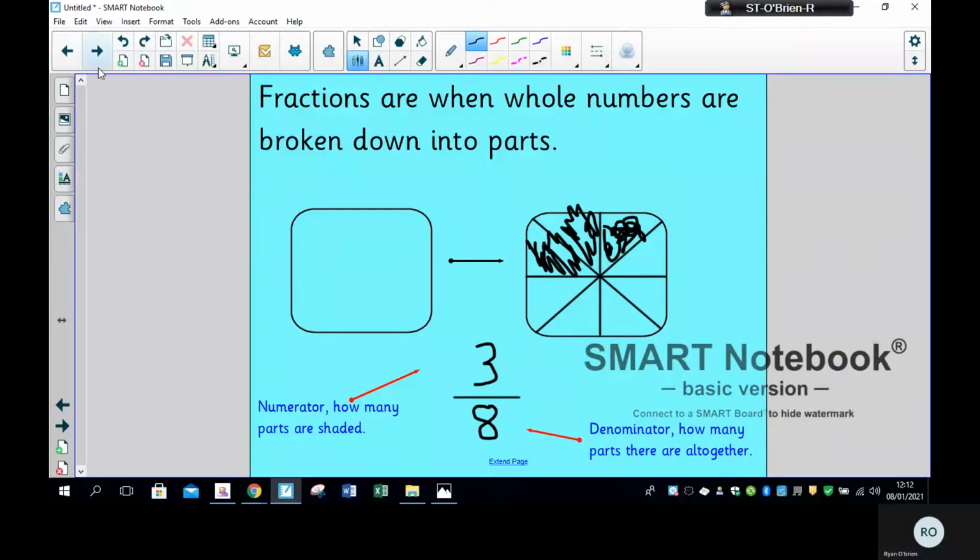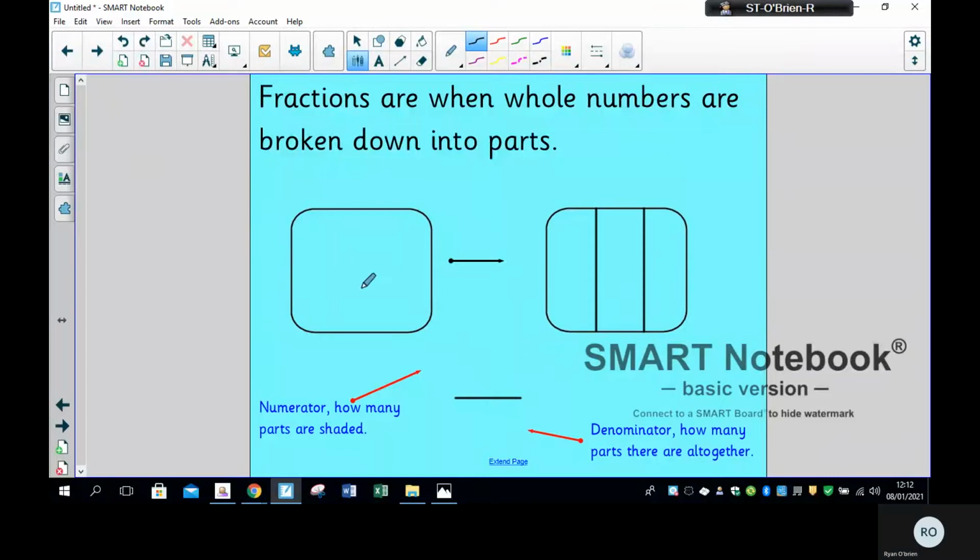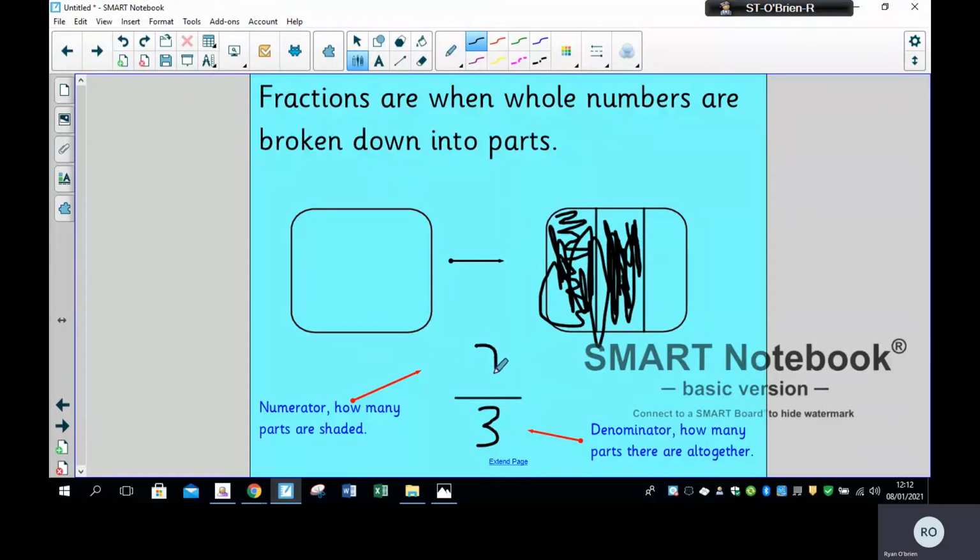And if we look at this example, how many parts has it been split into there? Well, it's been split into 1, 2, 3 parts. And let's say this was 3 pieces of cake. Mr. O'Brien's eaten this piece, and Mr. O'Brien's eaten this piece. So 1, 2 parts eaten. There's 1 left there. So Mr. O'Brien has eaten 2 out of the 3 pieces of cake.